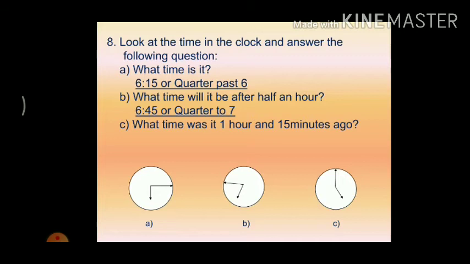Number C, what time was it 1 hour and 15 minutes ago? So let's go back to our original time, that is 6:15, and what was the time 1 hour and 15 minutes ago? The time was 5. From 6:15, if we go back 15 minutes, it is 6 o'clock. And then if we go back 1 hour, it is 5. So our answer is 5 o'clock.